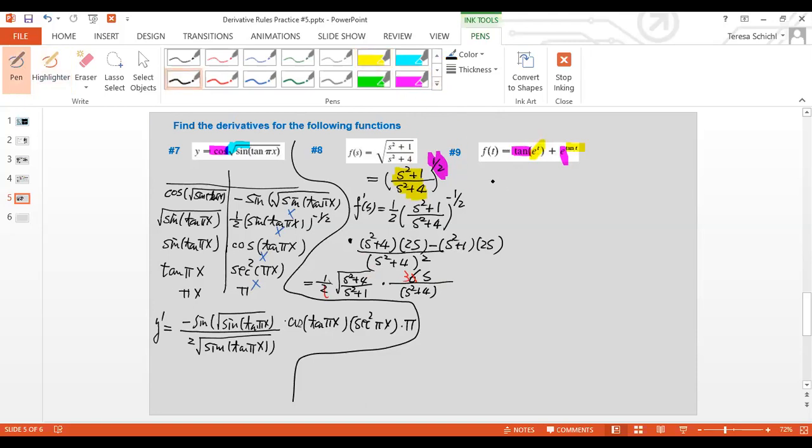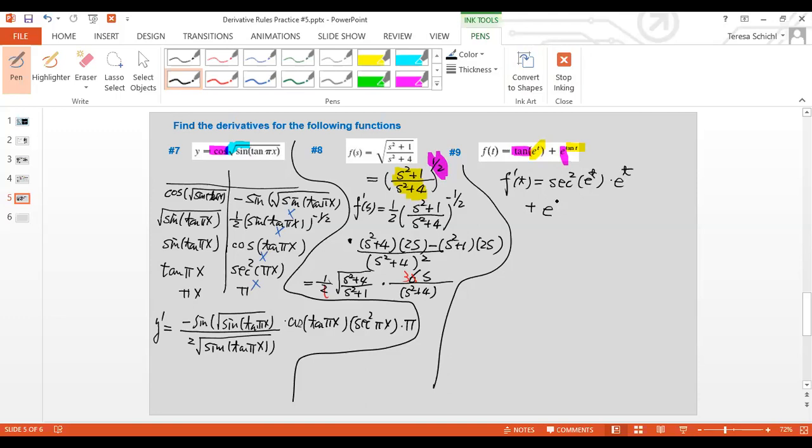Okay, so now we know how to do the derivatives, right? So f prime of t. The first one, I need to take the derivative of tangent. What is the derivative of tangent? It's secant squared of e to the t. Then take the derivative of e to the t. What is here is e to the t, and e to the t is itself.